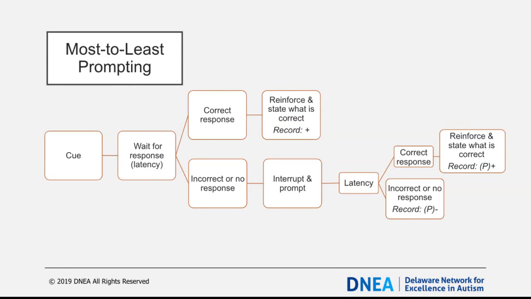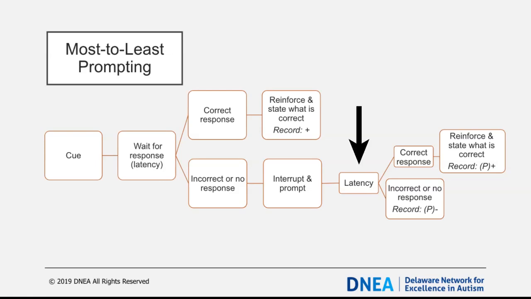Here is our most to least prompting hierarchy flowchart. You can see on the left that it begins with delivering the cue and waiting the predetermined latency. If the individual delivers a correct response, you will reinforce and state what the individual did correctly. If you are recording data, you will record a plus sign on your data collection sheet. This indicates that the individual performed the skill correctly without any prompts. If the individual responds incorrectly or they do not respond before the latency expires, you will interrupt the incorrect response and begin to deliver the level of prompting you are currently using.